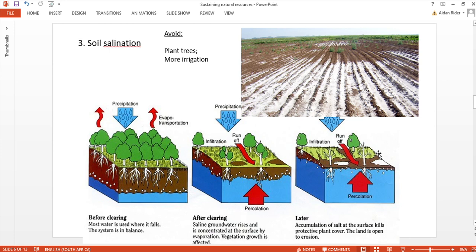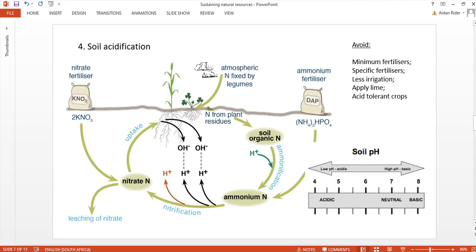Okay, so how can we control or avoid salination from happening? Again, plant trees. If you know there are certain plant species that can tolerate saline soil, plant them so that they can use up most of the salts. So plant trees to prevent it, and also use more irrigation. As soon as you pour more water or flood irrigate the area, all the salts will be washed away, but it really needs a lot of water. Then fourthly, we have soil acidification.